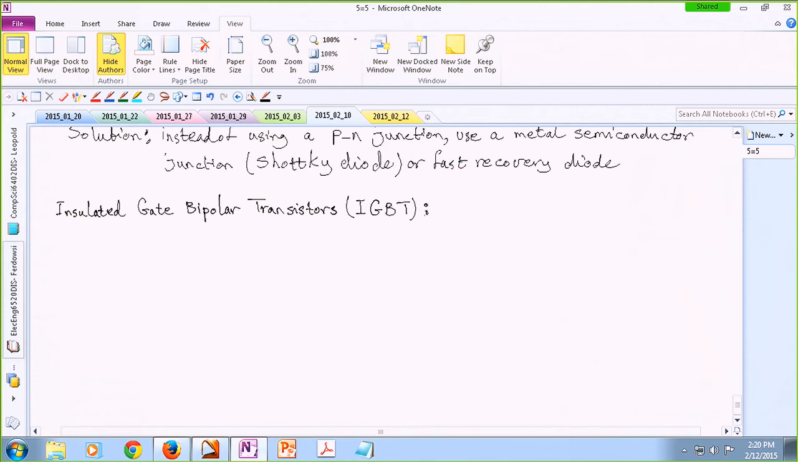IGBTs are relatively newer devices. They were invented, I think, back in the 70s. There are a certain number of people and research institutions that claim that they invented the IGBT first, so we don't want to get into that dispute. But anyway, if you want to draw one, you would usually draw something like this, pretty much like a transistor.